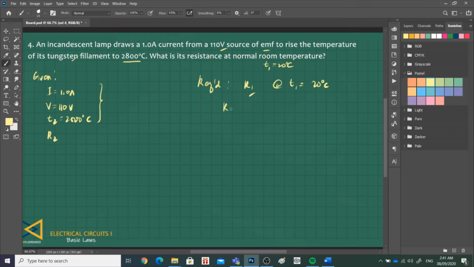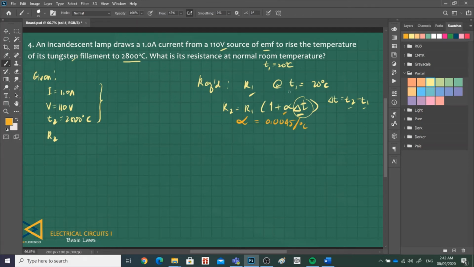Our working equation is still R sub 2 equals R sub 1 times 1 plus alpha delta T. We already have delta T. It is easy to get since delta T is T sub 2 minus T sub 1, and both are given. Alpha, let's look at the table, but we'll put it in now. Alpha of tungsten, since tungsten is what's written, the temperature coefficient of resistivity is 0.0045 per degree Celsius.